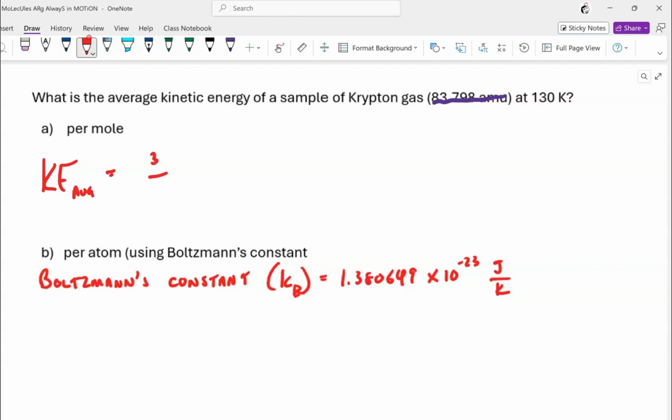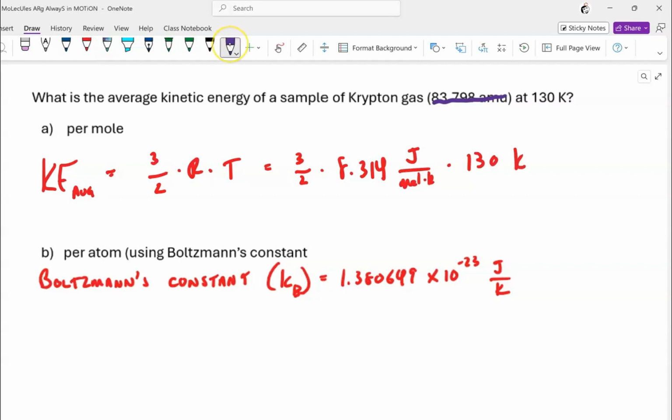So our equation is going to look like this: 3/2 times our gas constant R times our temperature in kelvins. Well, if we're going to crank this out, our gas constant R is 8.314 joules over moles Kelvin, and our temperature is 130 kelvins. When we do this, kelvins cancels kelvins, and it will leave our answer in joules per mole, which is what we want. So let's crank this out.